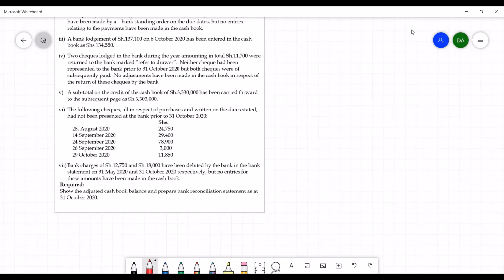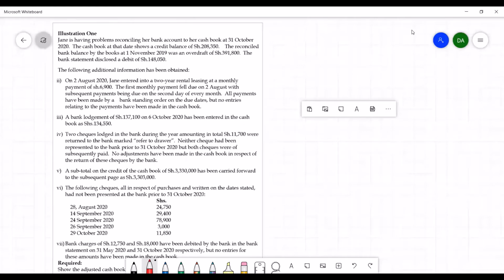Lastly, the bank charges of 12,750 and 18,000 had been debited by the bank in the bank statement on 31st May 2020 and 31st October 2020 respectively, but no entries for these amounts had been made in the cash book. Required: show the adjusted cash book balance and prepare a bank reconciliation statement as of 31st October 2020.